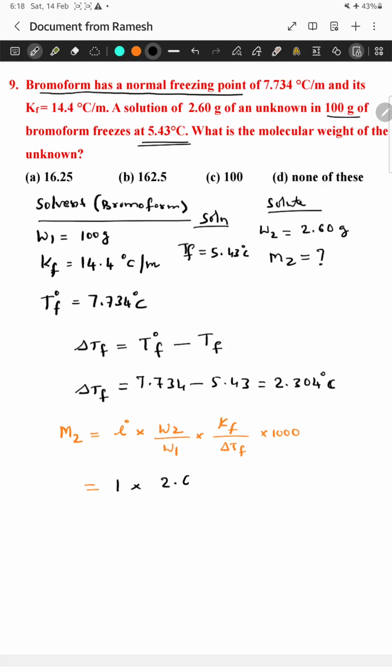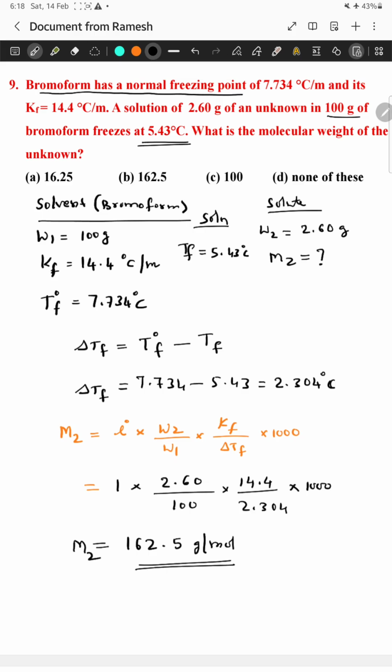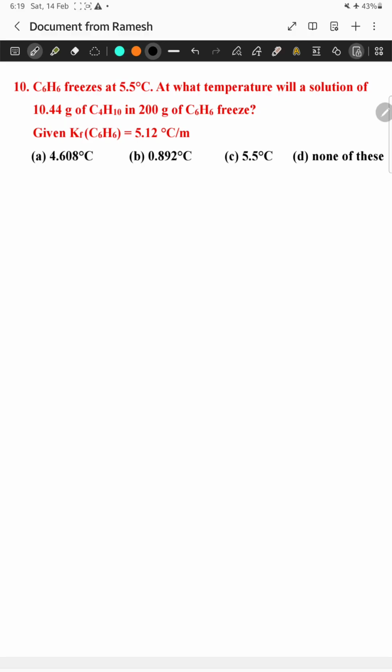W2 is the mass of the solute, that is 2.60. W1 is the mass of the solvent, that is 100. Kf value is given, that is 14.4. Depression in freezing point delta Tf is 2.304, into 1000. After simplification, you will get the molar mass of the solute as 162.5 gram per mole. So this is the answer. So question number 9, the second option is correct, 162.5. Now coming to the last question of this video.